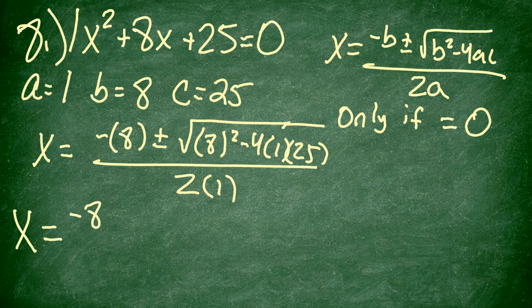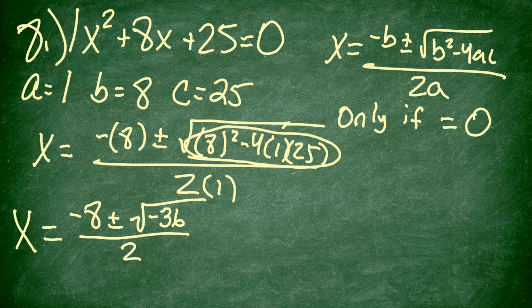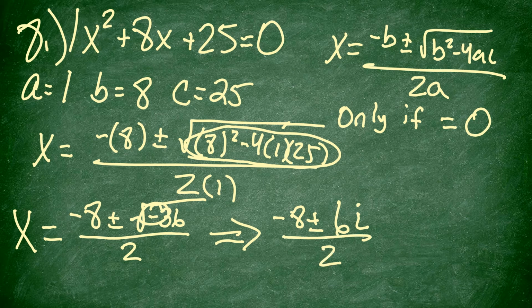x is equal to the opposite of 8 plus or minus, inside this radical, all this I just put right in my calculator. 8 squared minus 4 times 1 times 25, that's 64 minus 100. It's the square root of negative 36, all over 2. Now, remember, we're not allowed to have a negative inside the radical. So the next step is I have negative 8 plus or minus i. That makes that negative sign leave the radical, and then it's just the square root of 36, which is just 6, all over 2.